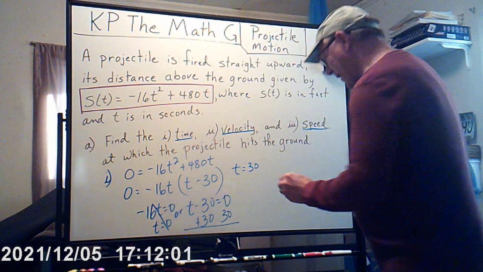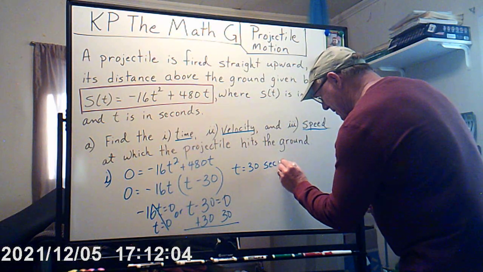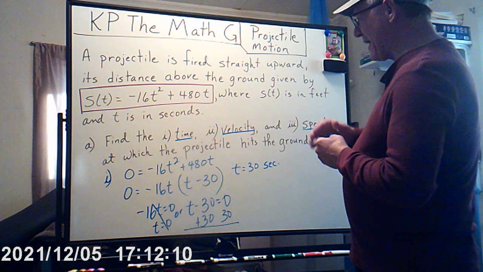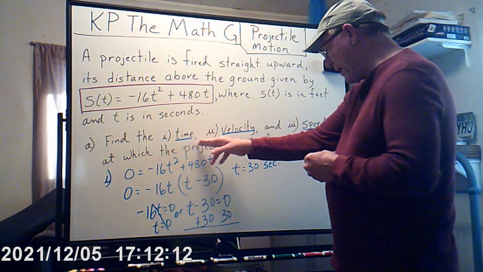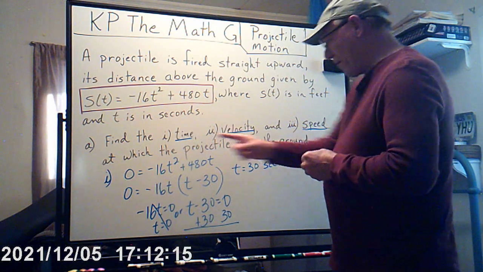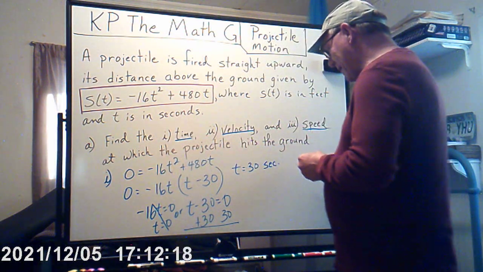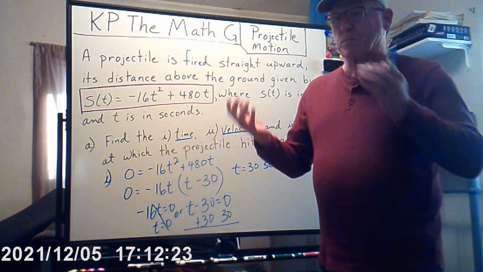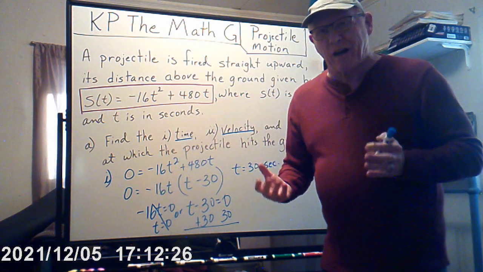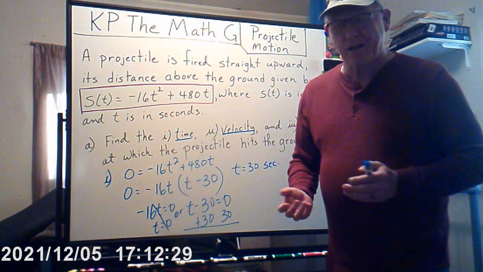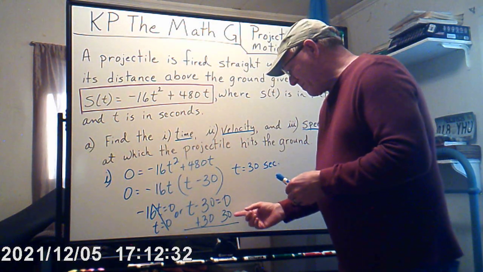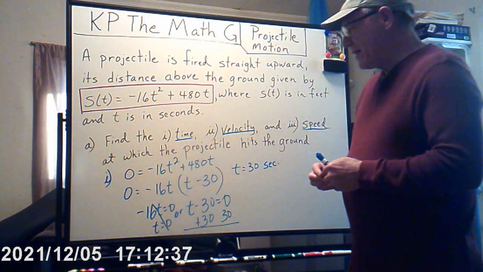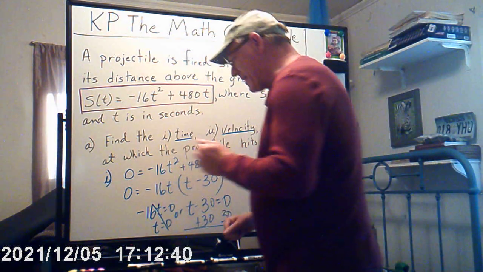Since this is in seconds, what are we saying here? The question says find the time at which the projectile hits the ground. It takes 30 seconds for this projectile. In other words, the projectile is going to be in the air for 30 seconds, and finally it hits the ground at t = 30 seconds. That answers that one.